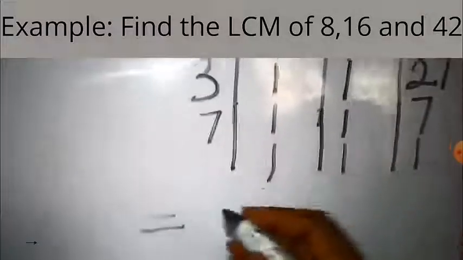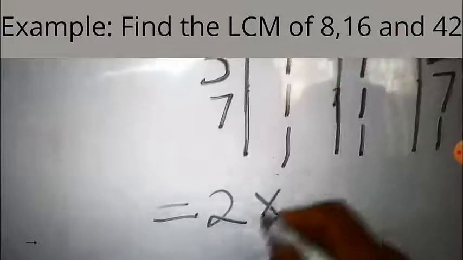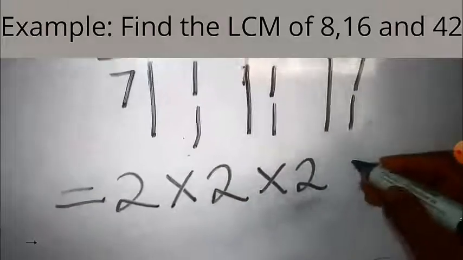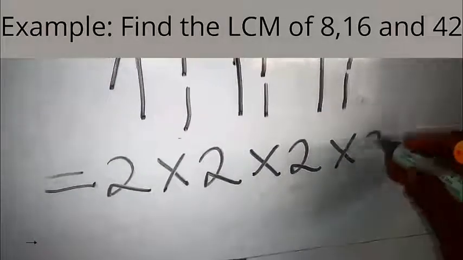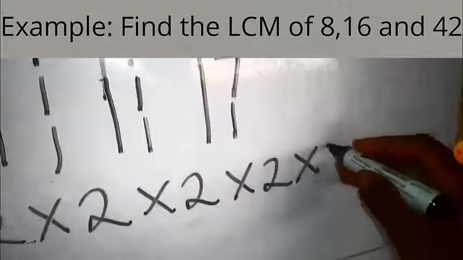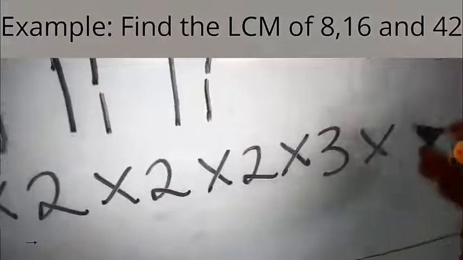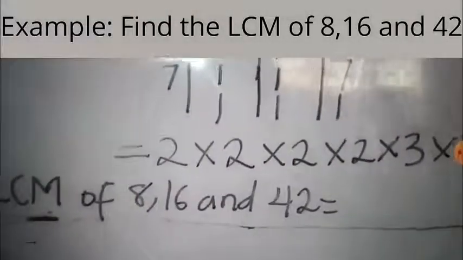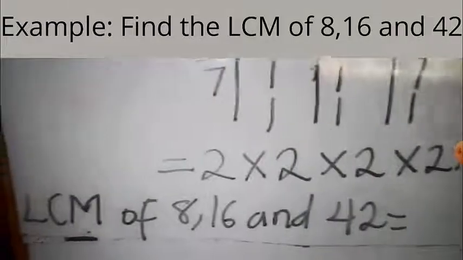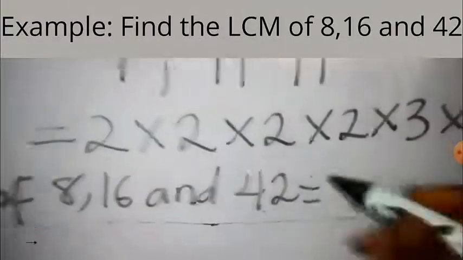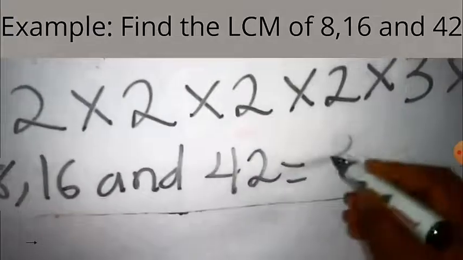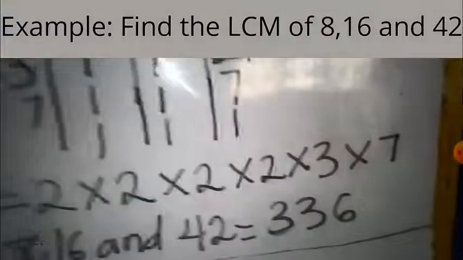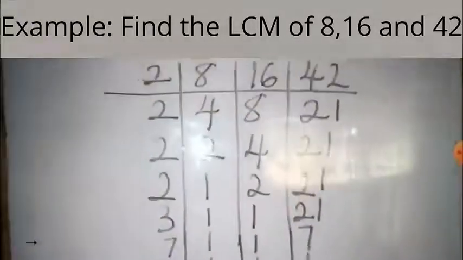So write out our prime factors. 2 multiplied by 2 multiplied by 2 multiplied by 2 multiplied by 3 and multiplied by 7. So we have the LCM of 8, 16 and 42 equals, we multiply the numbers we have up, and we have 336. And that is all for our repeated division method.